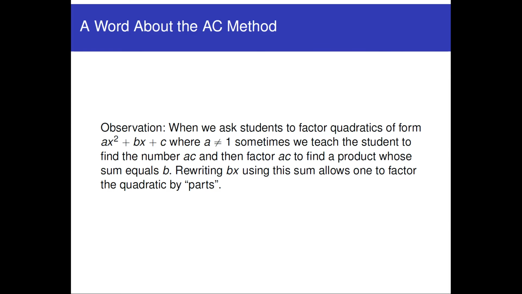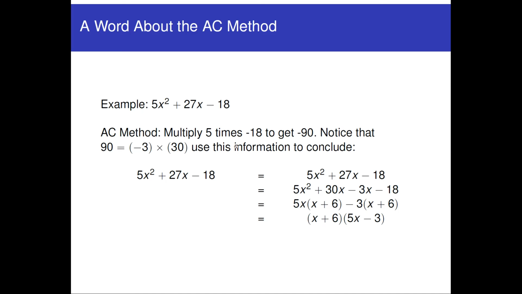If we take 5x squared plus 27x minus 18, multiply 5 times 18, so that's a times c, we get negative 90. And then we factor negative 90, and notice that negative 3 times 30 is the right factor pair to use because those two numbers add to 27. So we rewrite the middle term, the 27x, with these two numbers, 30x minus 3x.